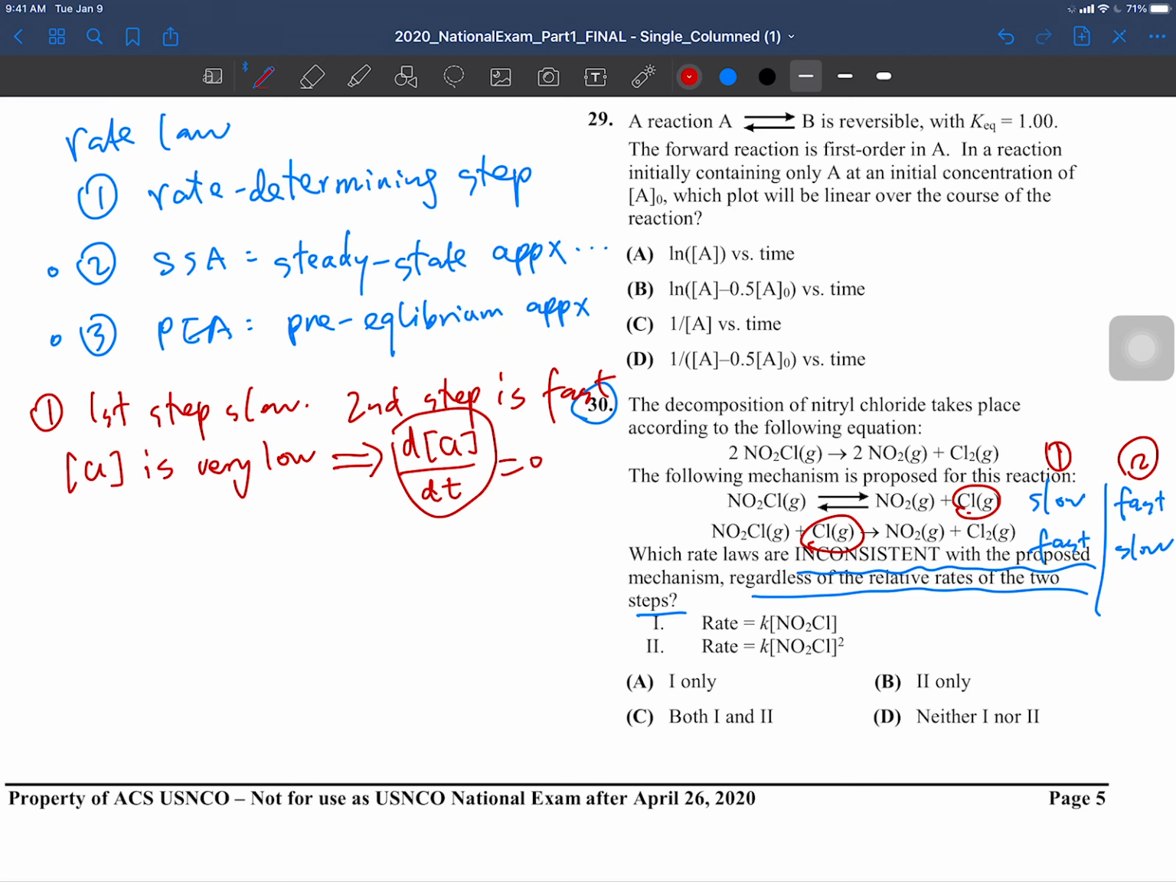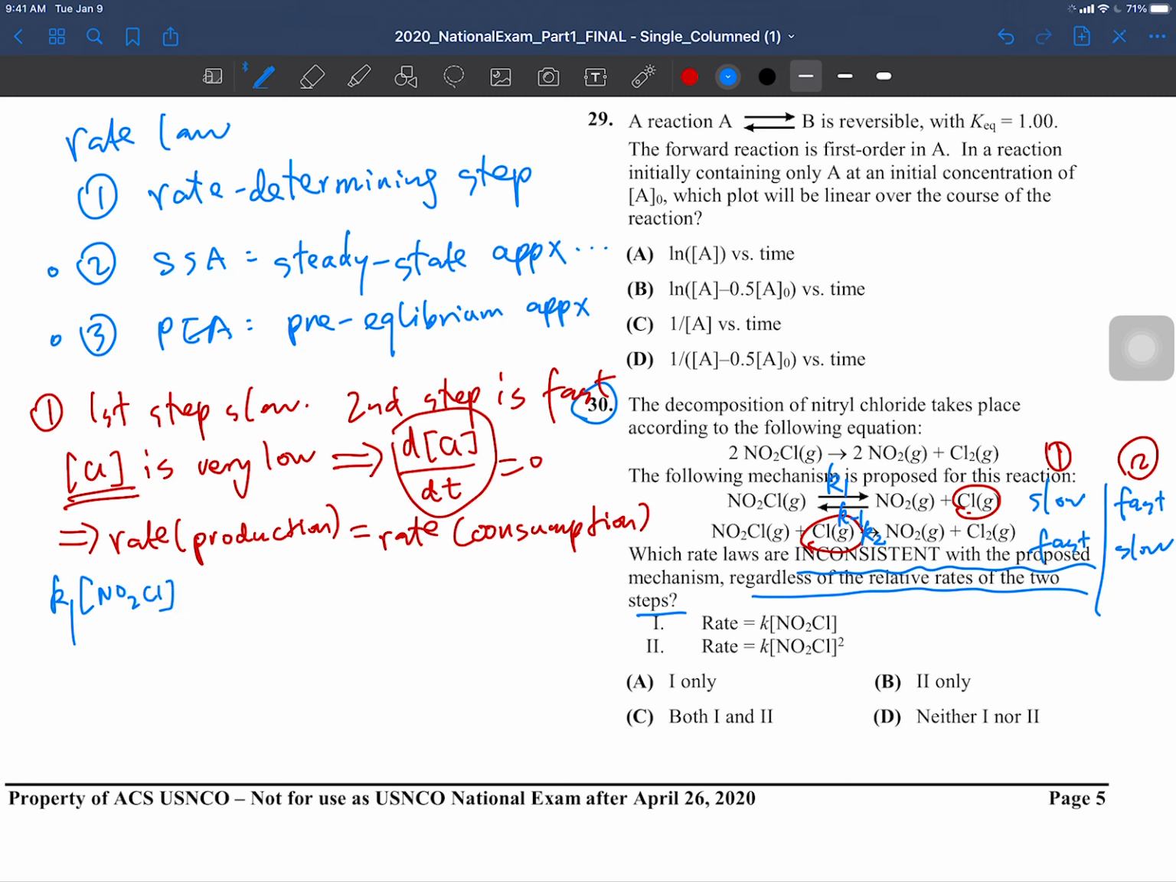And then we can further get that the rate of production is pretty much equal to the rate of consumption. I'm talking about the intermediate, right? So which means we can write down, if this is K1, the backward direction is K minus 1, the second step is K2. So we will list all of the processes to produce the intermediate, which will be K1 times NO2Cl. This is the production.